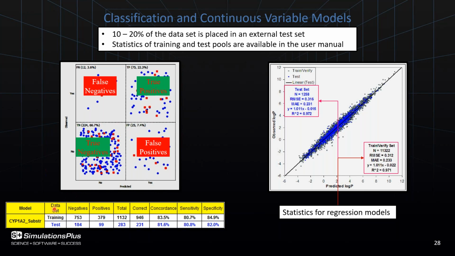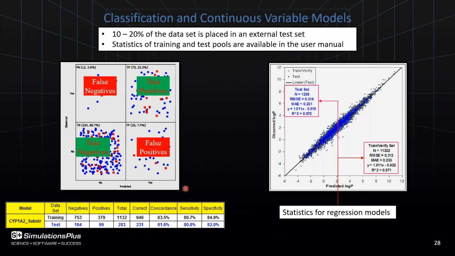And then for every one of our models in the user manual, we present a table like this, giving the number of training and test set molecules, the number correct, and then the concordance, which is the overall accuracy, how well we did overall in the predictions. The sensitivity looks at how well we predicted the observed positives. So it's the number of true positives divided by the sum of the false negatives and true positives, so the total number of observed positives. For the specificity, it is the number of true negatives divided by all the observed negatives.